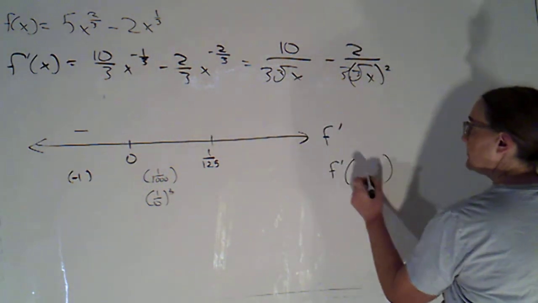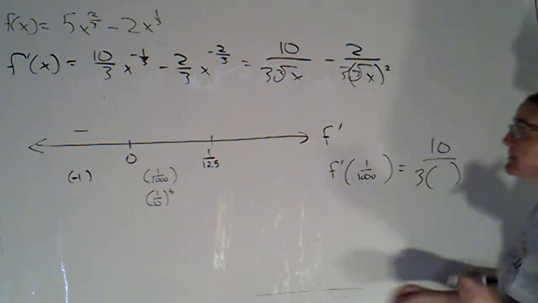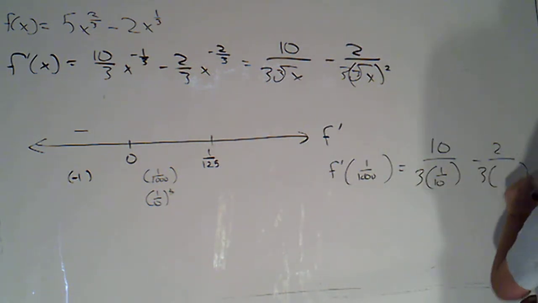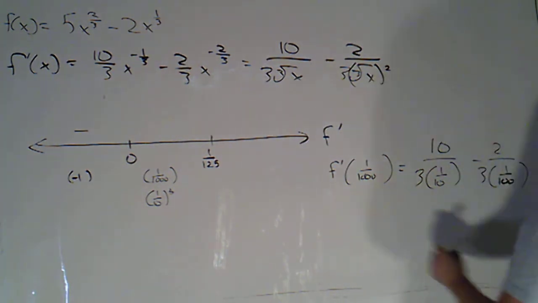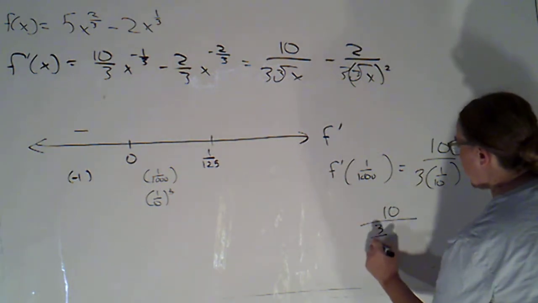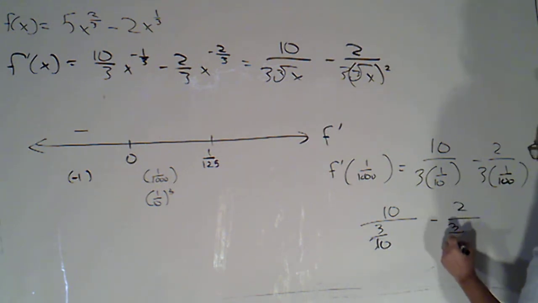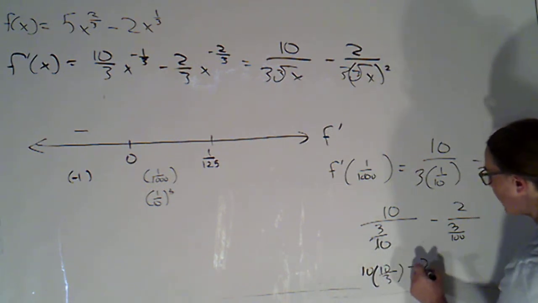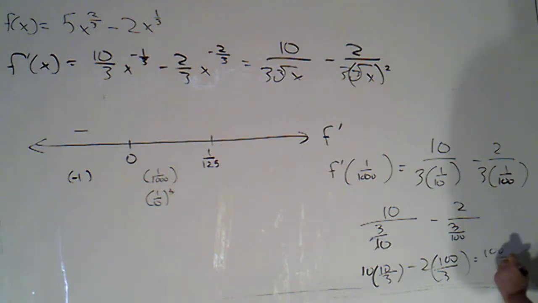So f prime at 1/1000 is going to be 10 over 3 times the cube root of that, which is just going to be 1/10, minus 2 over 3 times 1/10 squared, which is 1/100th. So we'll have 10 divided by 3 tenths minus 2 divided by 3/100ths. That's going to be 10 times 10 thirds minus 2 times 100 thirds. So that's 100 thirds minus 200 thirds. That's negative.